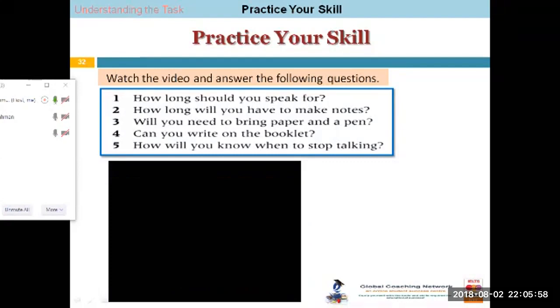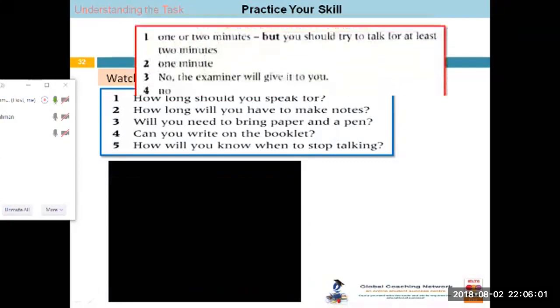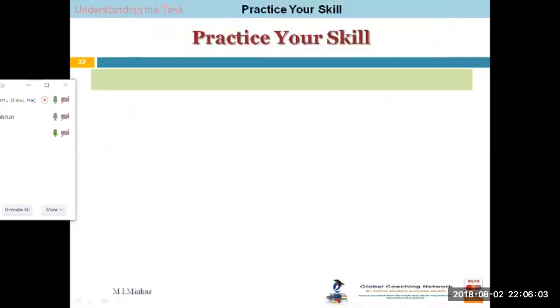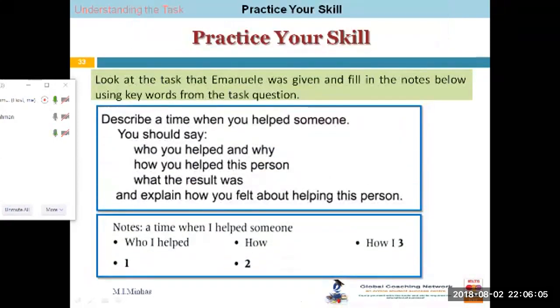Right. So I hope you are familiar with these instructions now. Yes, sir. Okay. So now, look at the task that the candidate was given and fill in the notes below using keywords from the task question.